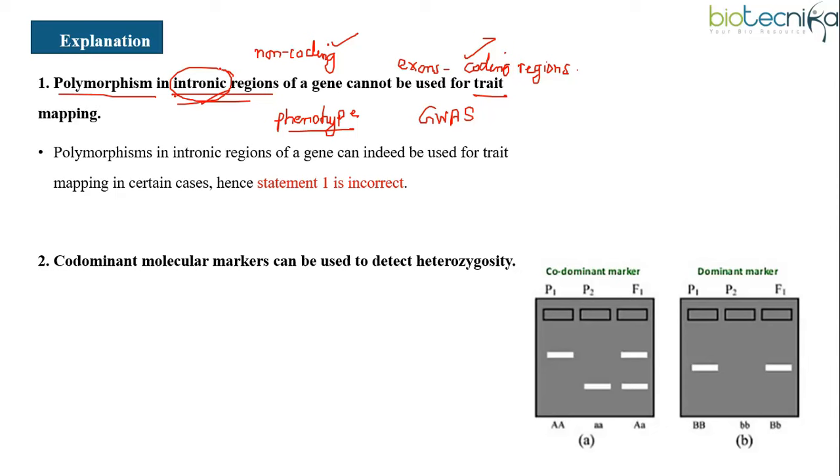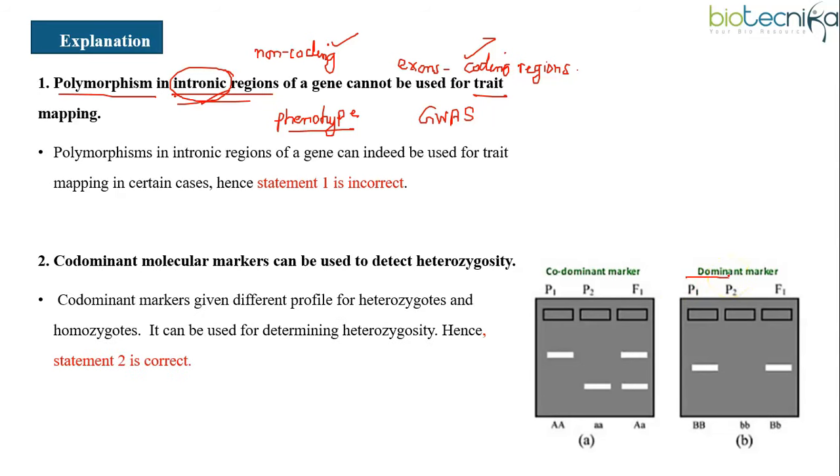Then statement 2 is: codominant molecular markers can be used to detect heterozygosity. As explained earlier, yes, codominant markers help in differentiating between homozygotes and heterozygotes, which dominant markers do not. Therefore, statement 2 is correct.